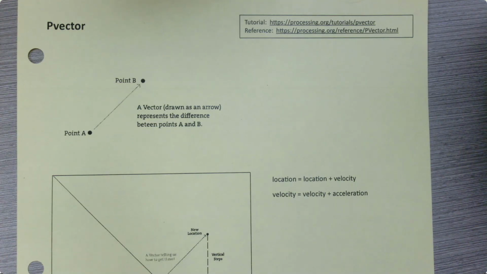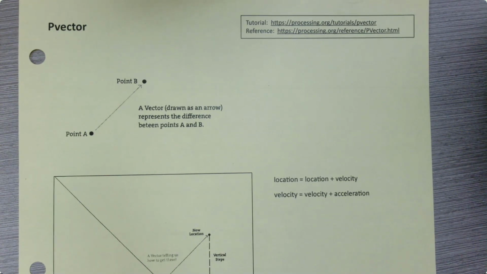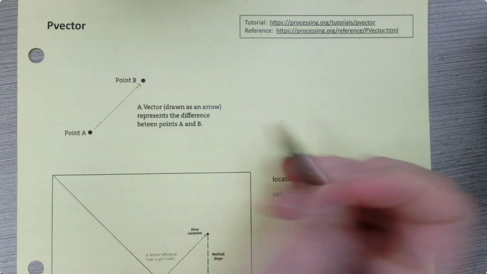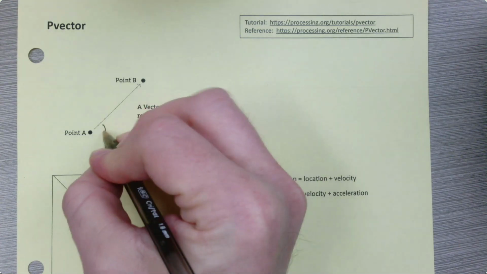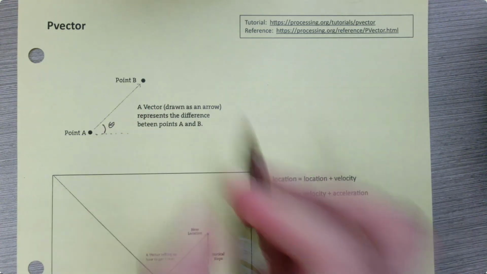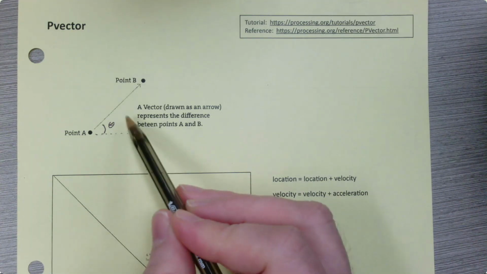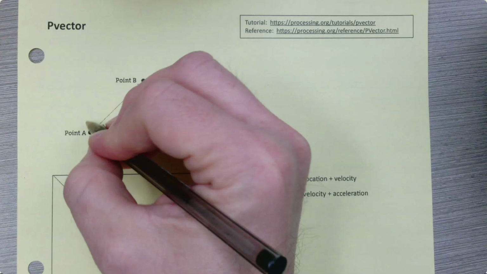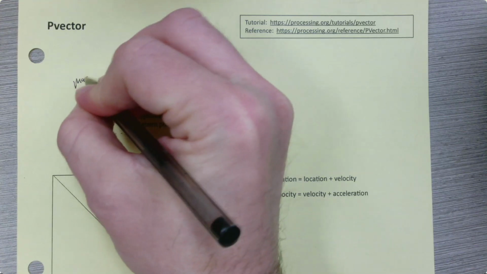Hello, everybody. If you don't know about vectors, vectors are the right mathematical way of dealing with position and velocity and acceleration when you're computing. A vector is just an arrow that has a direction and a length. The direction is usually given by an angle, like the angle relative to the horizontal. And the length of the vector is called its magnitude.